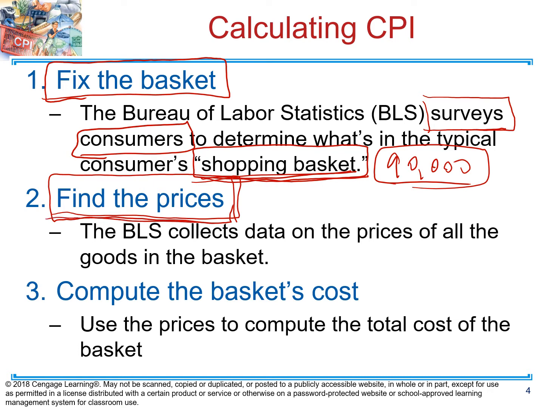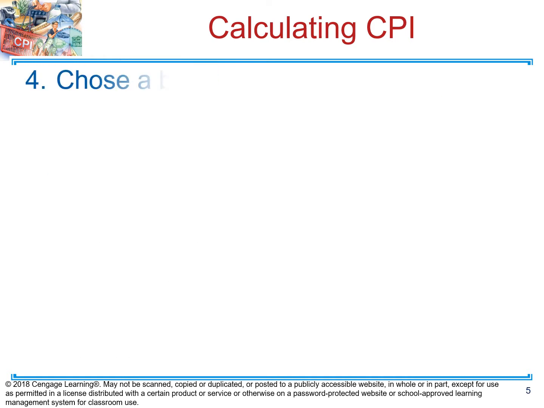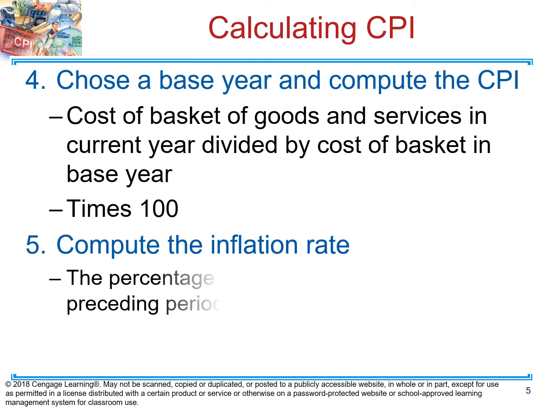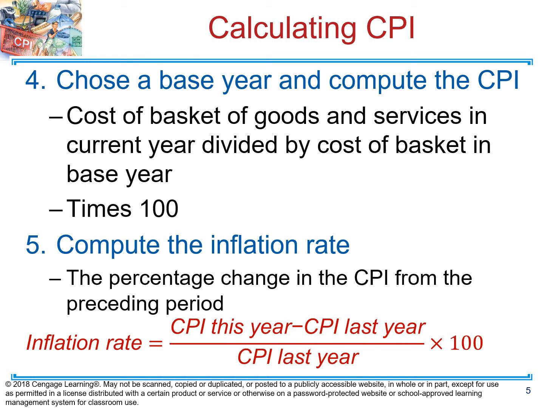So they go ahead and find the prices of those products. Then they compute the basket cost, and the calculation of the basket cost is going to be a little bit similar to when we calculate nominal and real GDP. We're going to look at the example in a second. And then BLS is choosing a base year, because remember, we all the time have to have some kind of benchmark, and they calculate CPI or consumer price index.